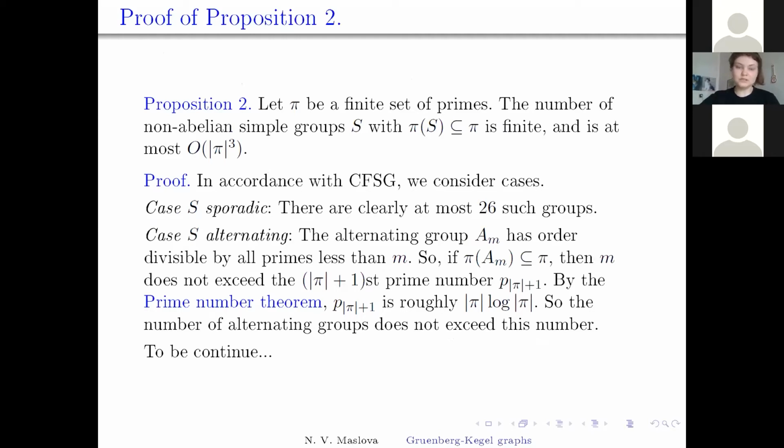First of all, we need to apply the classification of finite simple groups, and with respect to this classification, we will consider cases. For sporadic groups, there are at most 26 sporadic groups with this property, usually fewer, but okay, at most 26. For alternating groups, we apply the prime number theorem. For an alternating group, its prime spectrum consists of the numbers 2, 3, 5, and so on, up to some biggest prime in the prime spectrum. And we can bound it in terms of pi by pi log pi.